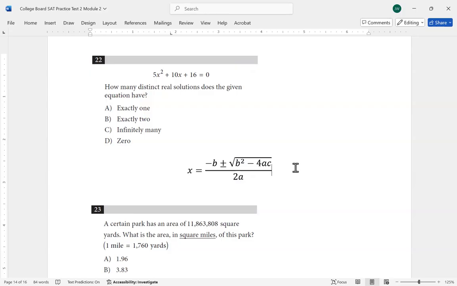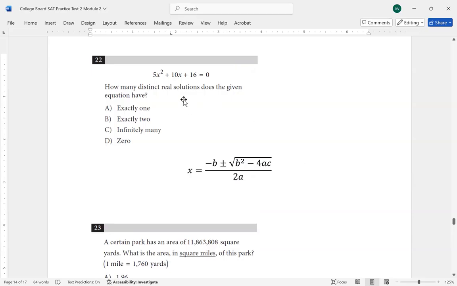So those are the solutions. How do I know if they're going to be real solutions or not? How many distinct real solutions? I could do the entire calculation and see what I get, but you'll notice this part, the part involving the square root, specifically b squared minus 4ac. If b squared minus 4ac is positive, I'm going to end up with 2 real solutions.